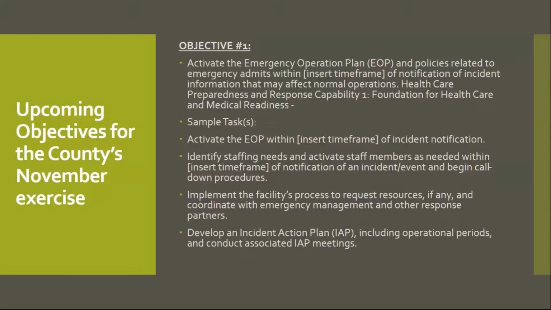In the beginning paragraph, there are certain responsibilities that each exercise has to test one of 4 different capabilities, and this is one of those capabilities. But if you look down towards the bottom, the third and fourth bullet points: identify staffing needs, activating staff members. How are you going to do that? How are you going to notify them? Testing that part of your communication plan. Implementing your process to request resources.